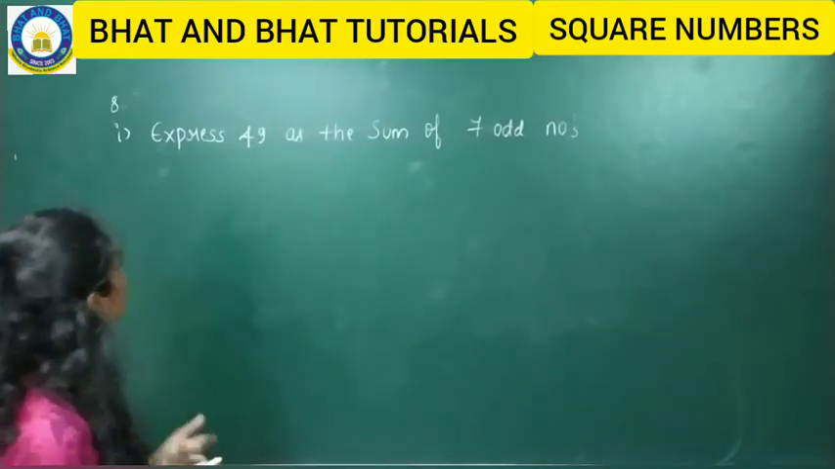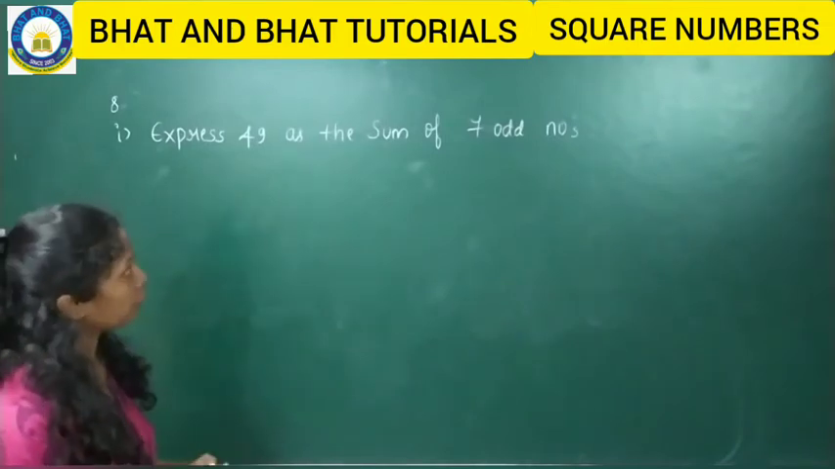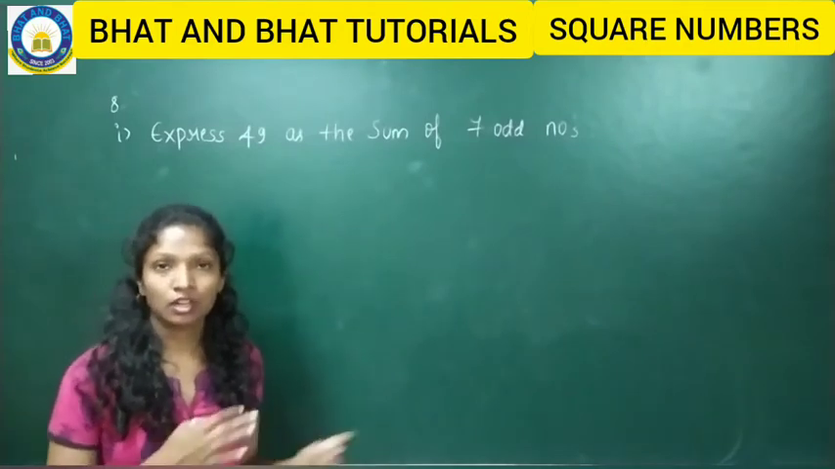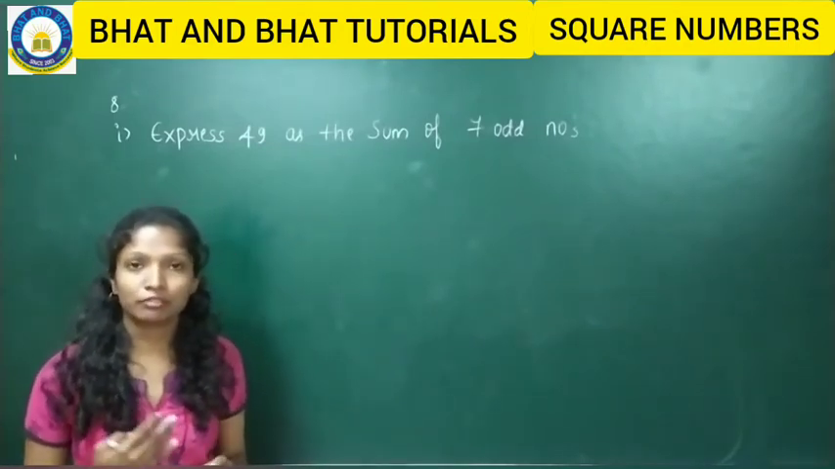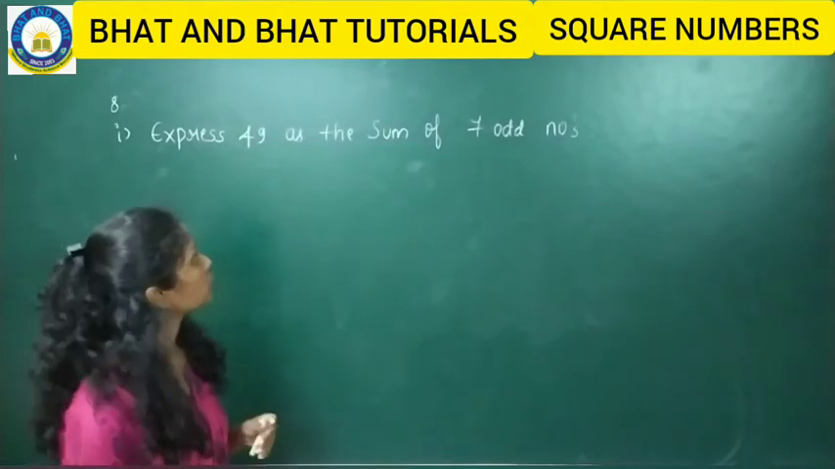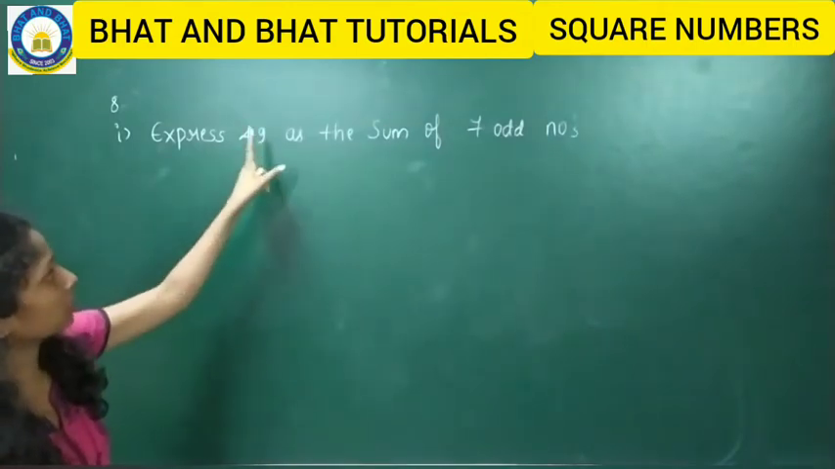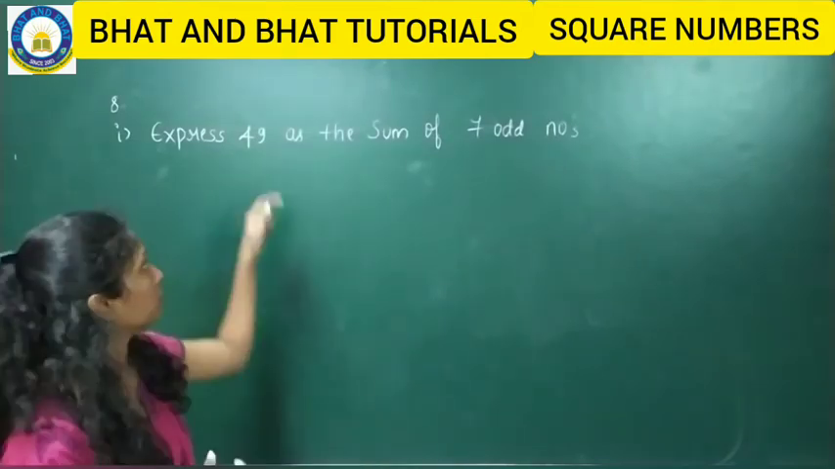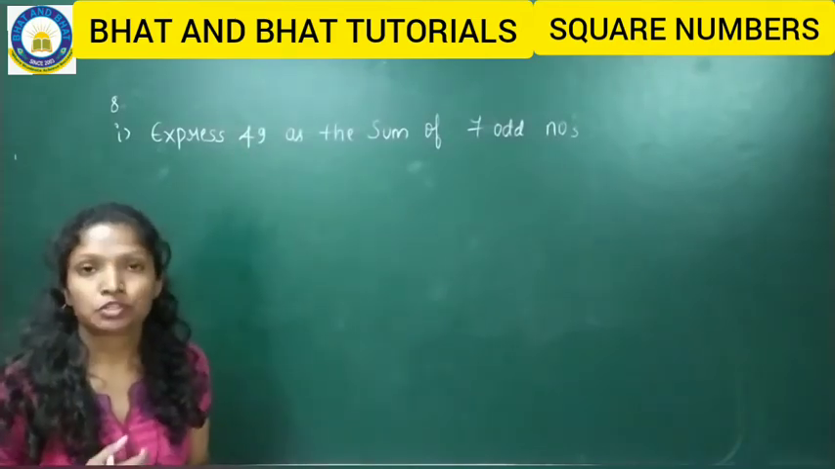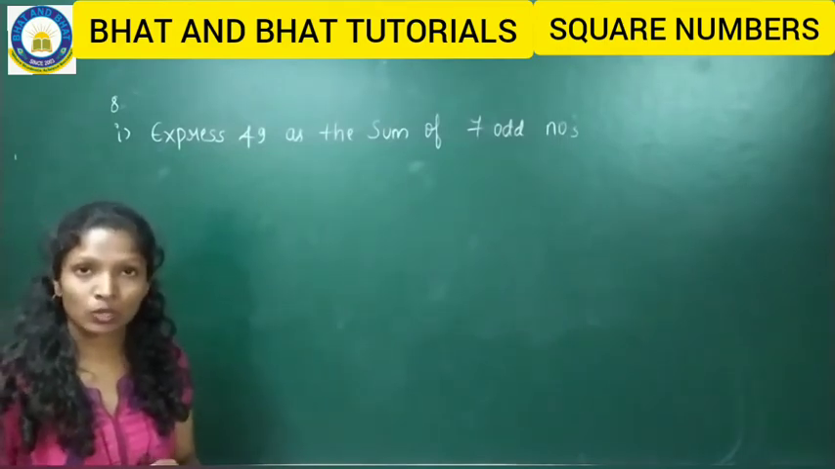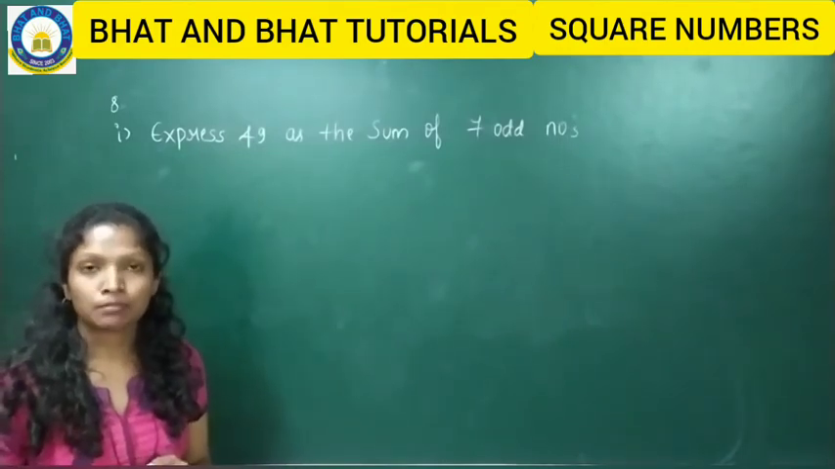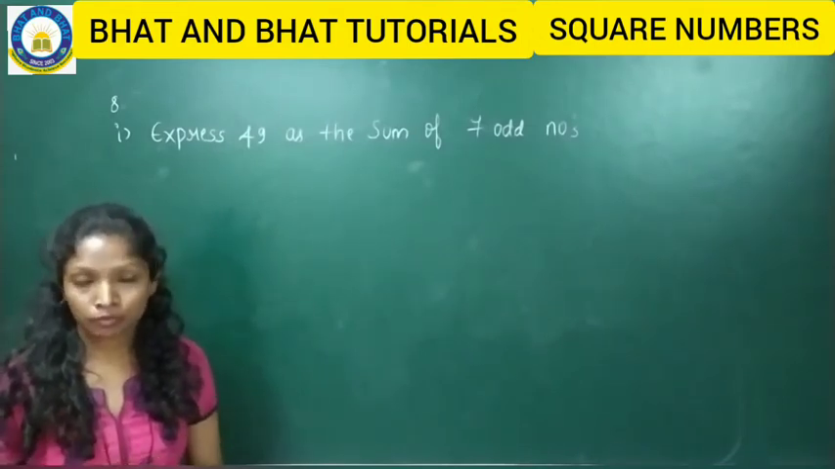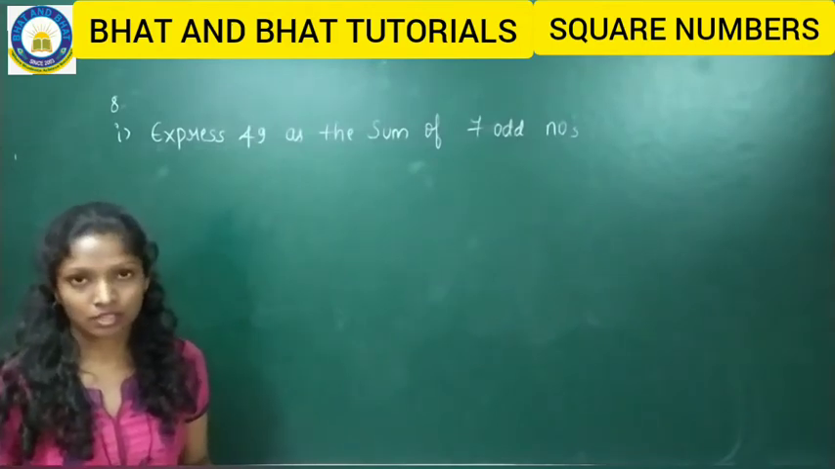How? See here, you have to express 49 as the sum of 7 odd numbers. In the last question, we took the sum of odd numbers and found the square numbers. With this square number, we have to find the odd numbers, by adding how many odd numbers you will get 49. We know that 49 is the square of 7. For number 7, you get the square number 49. That is 7 square is equal to 49, or 7 sevens is 49.